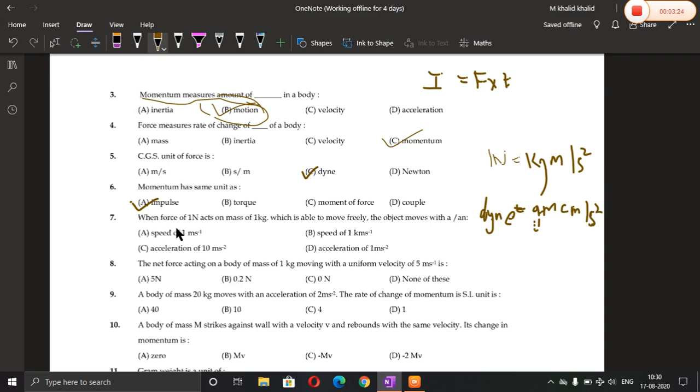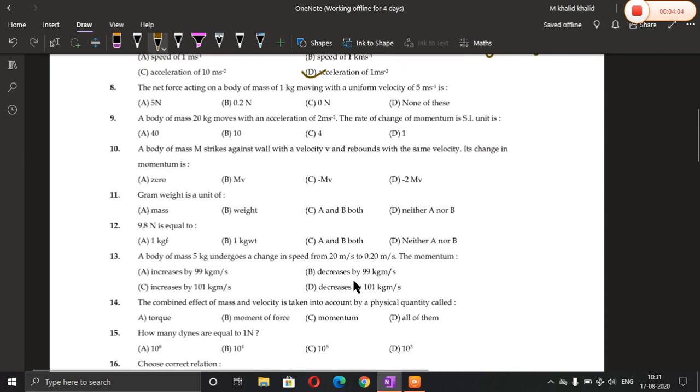Now next question. When a force of 1 Newton acts on a mass of 1 kg, which is able to move freely, the object moves with an acceleration of 1 meter per second square. We have defined 1 Newton as: if 1 kg of mass is being accelerated by 1 meter per second square, then the applied force will be equal to 1 Newton. Similarly, in the opposite way, if 1 Newton of force is applied on a mass of 1 kg, then the body will accelerate with 1 meter per second square acceleration.